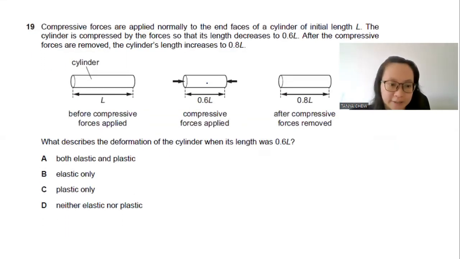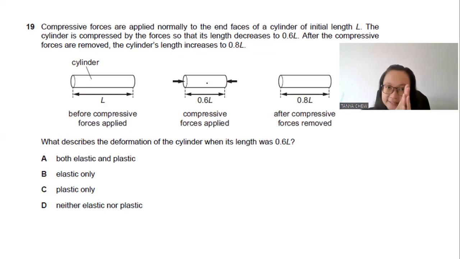Question number 19. Compressive forces are applied normally to the end faces of a cylinder of initial length L. The cylinder is compressed by the forces so that its length decreases to 0.6 L. After the compressive forces are removed, the cylinder's length increases to 0.8 L. What describes the deformation of the cylinder when its length was 0.6 L?